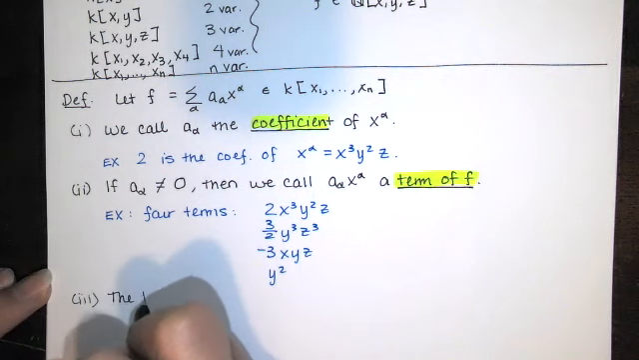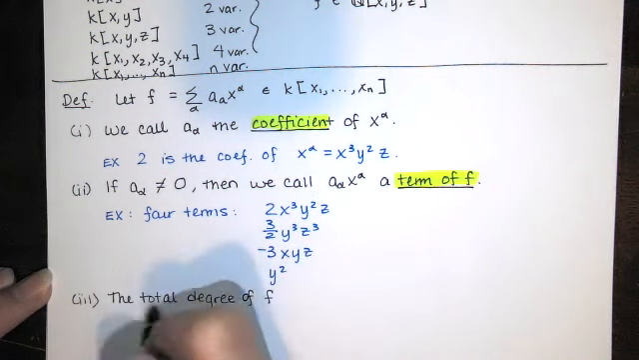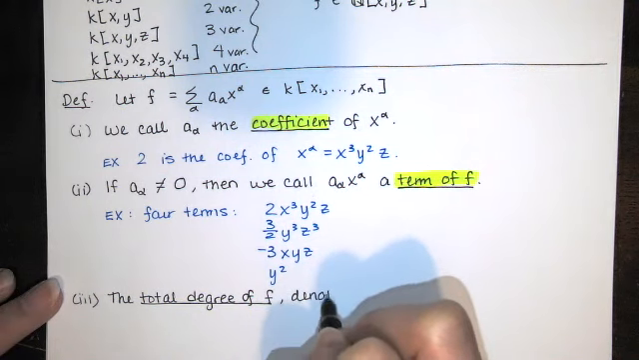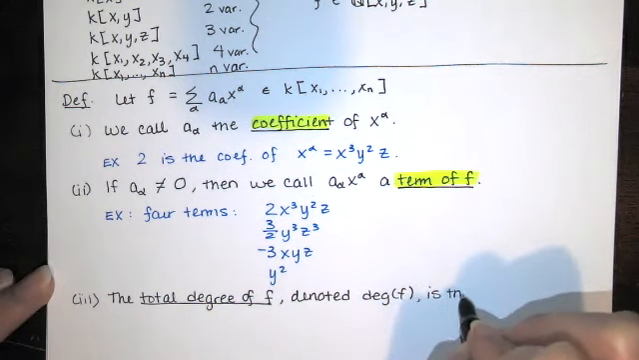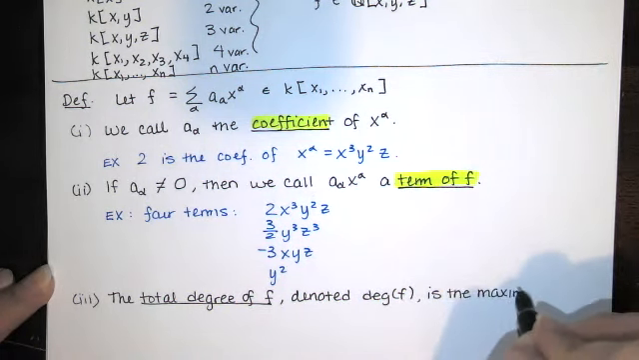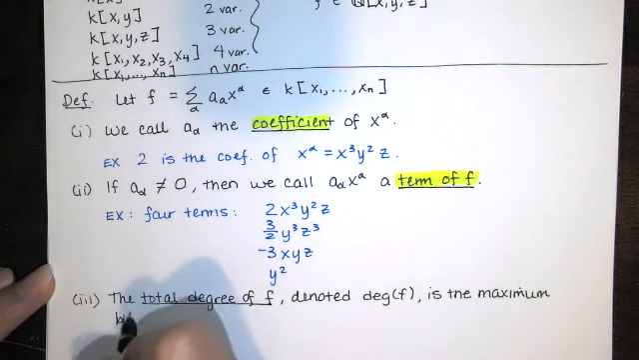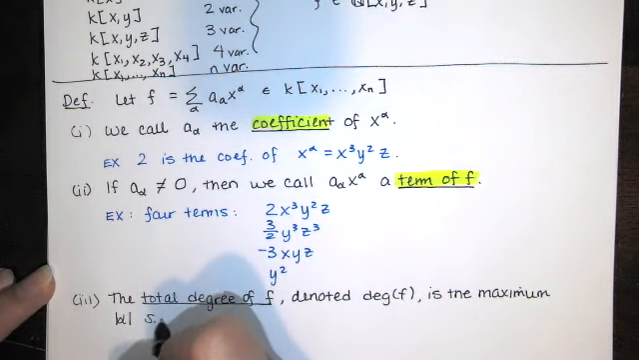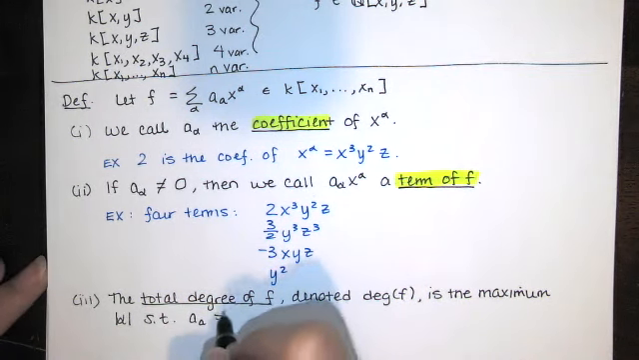And then the total degree of f is, well, it's denoted this way. It is the maximum degree of any monomial in the polynomial. And of course, we want that term to actually exist there.